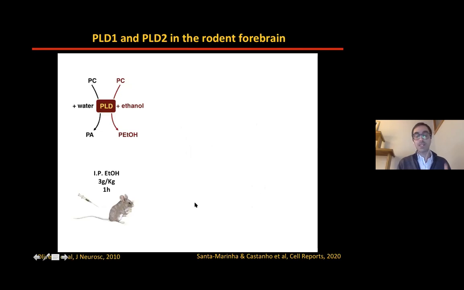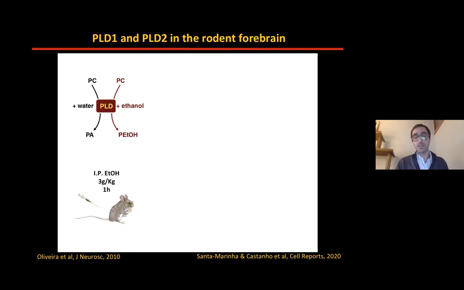Then, to test if this had a functional implication, we used that property of PLD that in the presence of a primary alcohol, it produces this specific product, phosphatidylethanol. And what we did here was an in vivo PLD activity assay by injecting animals with ethanol. And the animal basically gets drunk.